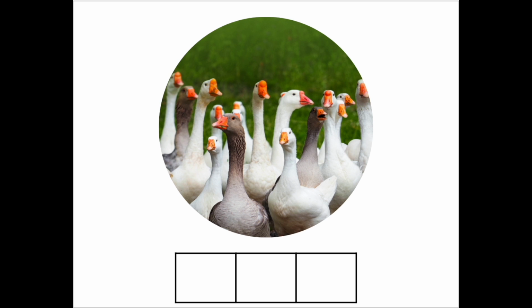That's right, there's only 3 sounds. What's the first sound you hear? G. We spell the G sound with the letter G. What's the second sound you hear? E. It's the long E. We're spelling it E-E. And the last sound you hear?